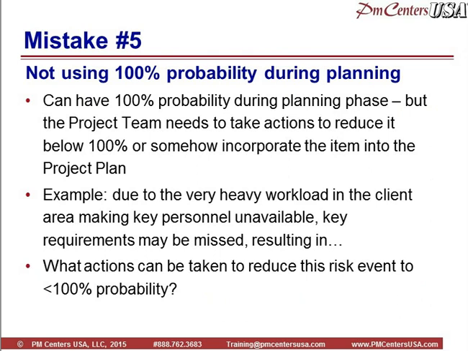Mistake number 5, not using 100% probability during planning. Now, I said earlier, risk events have uncertainty. 100% is not uncertainty. It's a fact, right? So that seems sort of like I'm talking out of both sides of my mouth. But let me give you an example of this one.